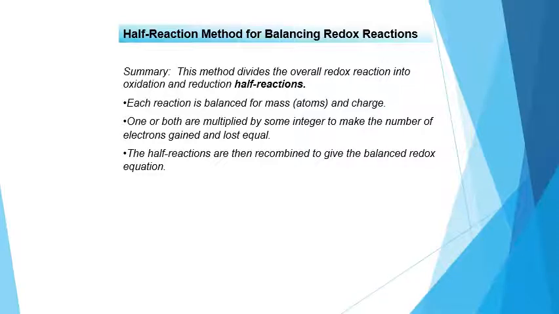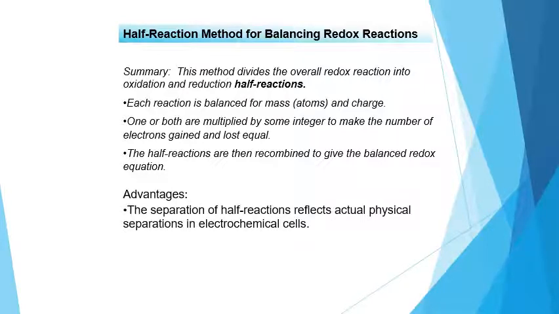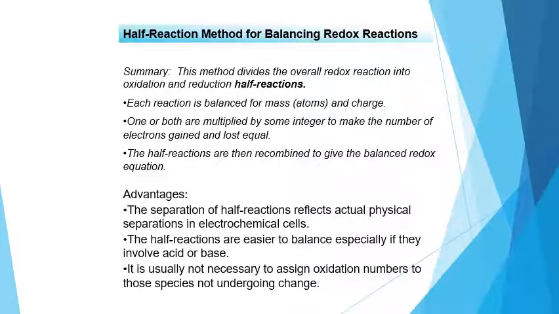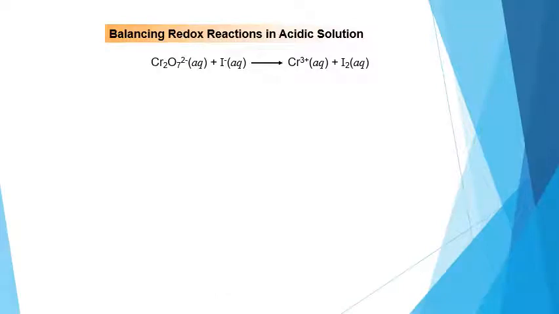Now the half reactions are then recombined to give the balanced redox reaction. Its advantage is that the separation of half reactions reflects the actual physical separations in electrochemical cells. The half reactions are easier to balance, especially if they involve acid and base, and it is usually necessary to assign oxidation numbers to those species not undergoing change. So in this case, we have the reaction for a dichromate ion and iodine.